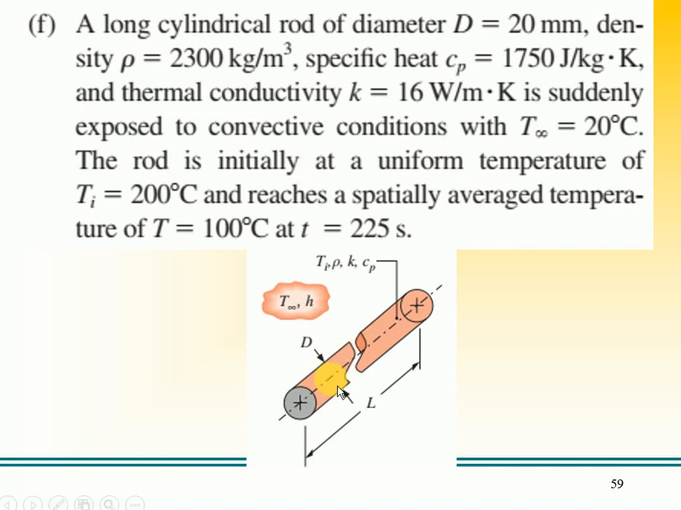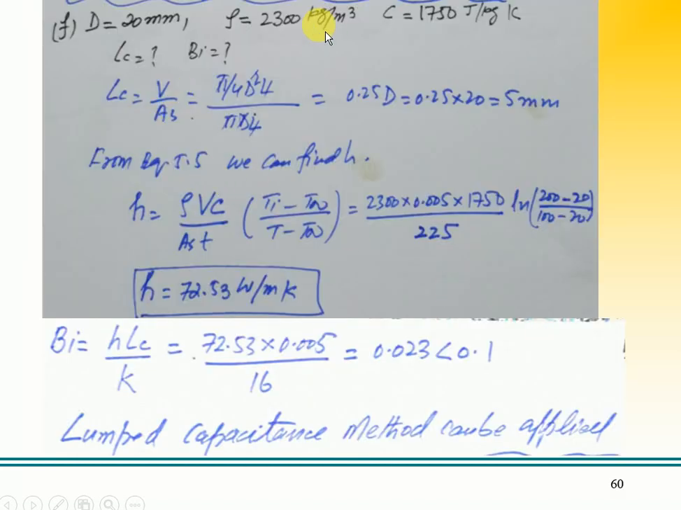So this is the cylinder, of course, and the pink color shows that the heat transfer takes place through this surface. We have the volume, pi by 4 D square times L, and the area pi D L. There is no heat transfer from the ends, so therefore it is D by 4, or we get 0.25 times 20, so 5 millimeter. So we need to find the convective heat transfer coefficient.